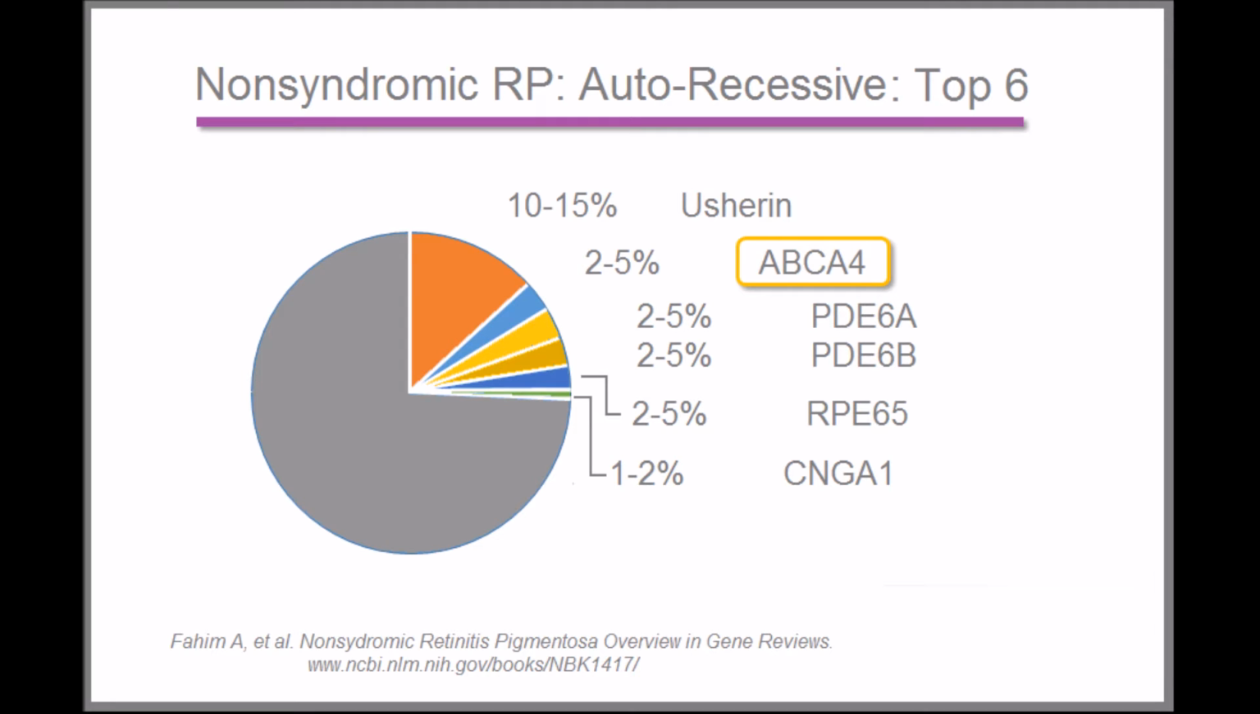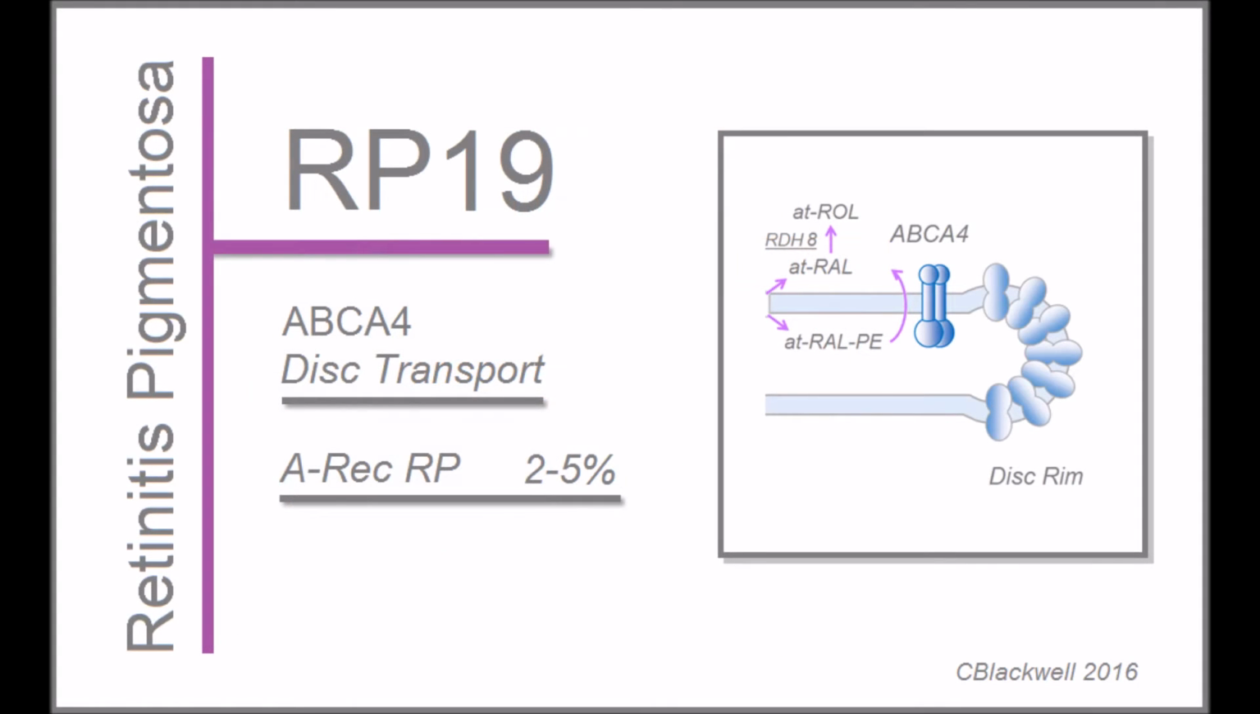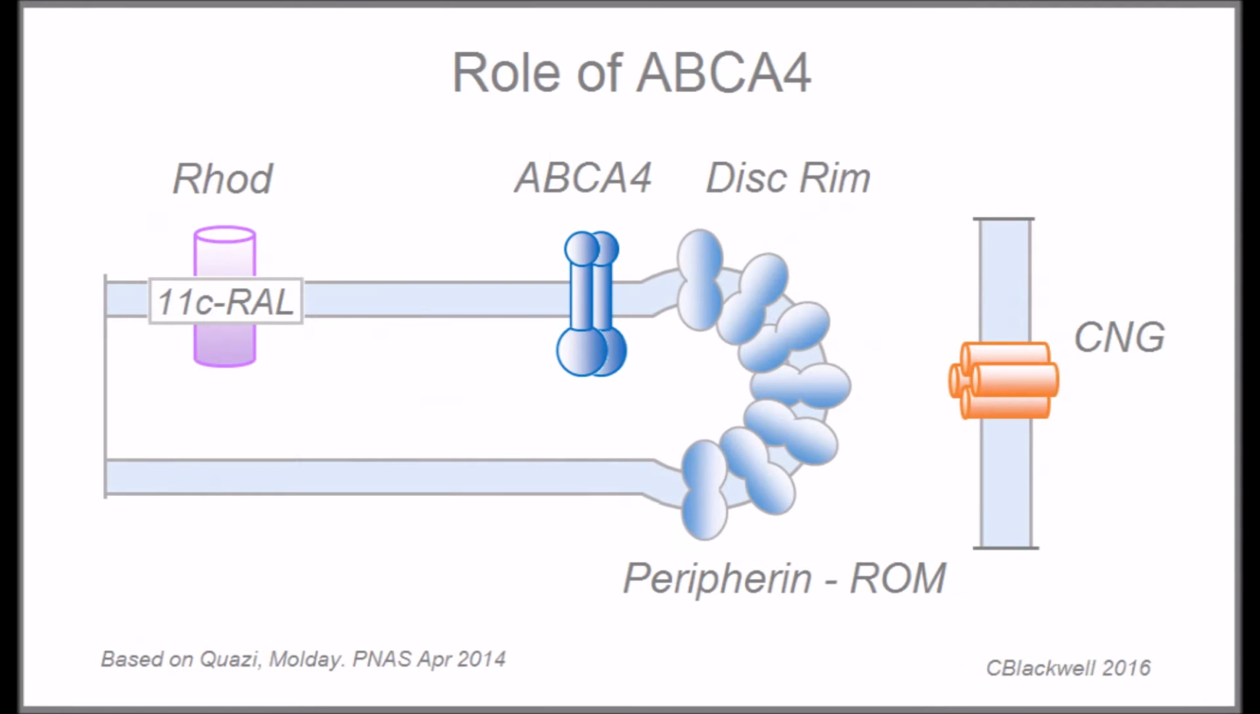ABCA4 is a transport protein located in the outer segment disc. In this more magnified view of the disc, we see the arrival of light causing 11-cis retinal to change into all-trans retinal, most of which goes into the cytoplasm of the cell, where the waiting retinal dehydrogenase turns it into all-trans retinol, and it enters the visual cycle. But some of the all-trans retinal goes inside the disc, technically the intradiscal space. There it forms a complex with phosphatidylethanolamine, or PE.